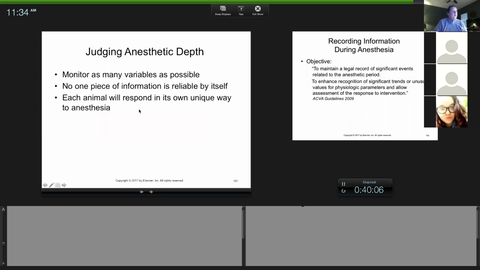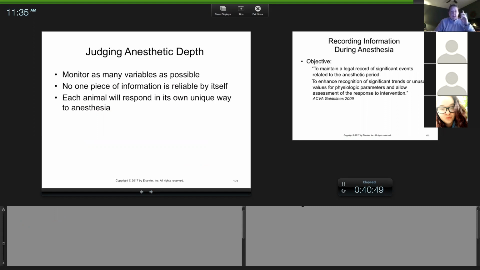The other thing is that you want to judge as many things as possible. If you came to me and said, Miss Landeros, oh my God, the heart rate is 60, I would say that doesn't tell me a lot. It tells me the heart rate's 60. What was it before? What is the respiration? Does the dog have jaw tone? Is there a blink? Has respiration dropped? Are they pale? What's their blood pressure? You have to assess multiple pieces to make an assessment. One value by itself is not valuable.